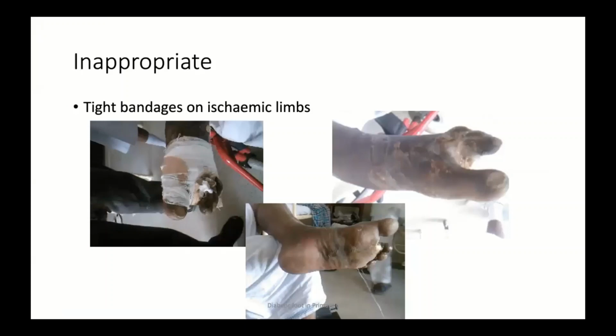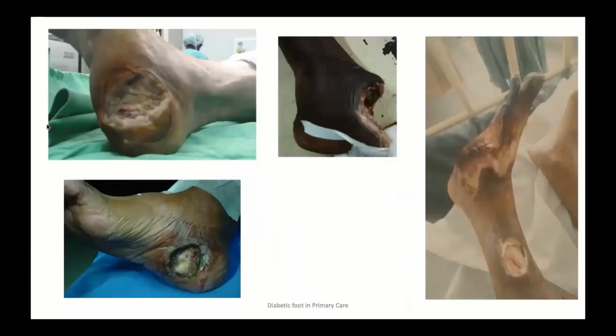We want to see less and less of these things happening: tight bandages on ischemic limbs, not looking after the wound properly. Wounds are destroyed because of poor wound care. Continuous debridements. We don't want to see patients come into our practice where multiple debridements have been done and the feet mutilated, simply because somebody couldn't identify ischemia.